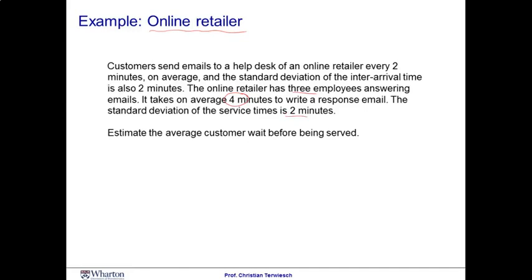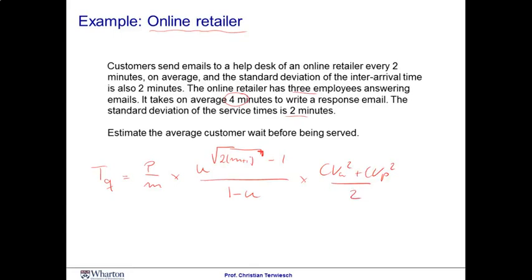What's the waiting time for the customers? Well, again, as before, I suggest we start writing down the formula. P divided by M times the utilization to the power of the square root of 2(m+1) minus 1, divided by 1 minus u. Be careful with the minus 1. That's outside the square root here. The square root ends, but still in the exponent. Times CVA squared plus CVP squared divided by 2.